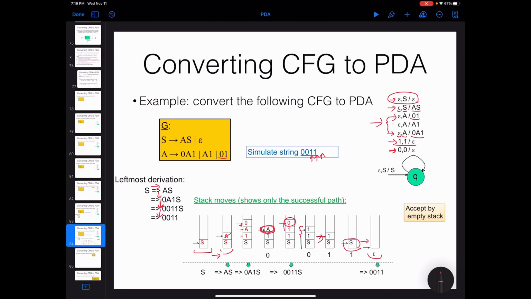this string. So basically, the pushdown automata just simulate what we did in the leftmost derivation to generate any string. So whatever your grammar is, how we generate a string, the pushdown automata just simulate that to accept the strings.